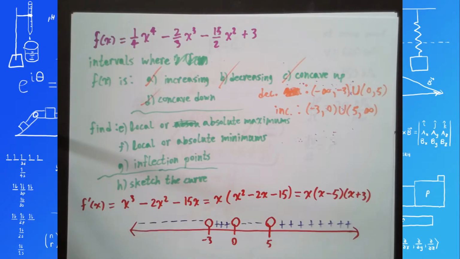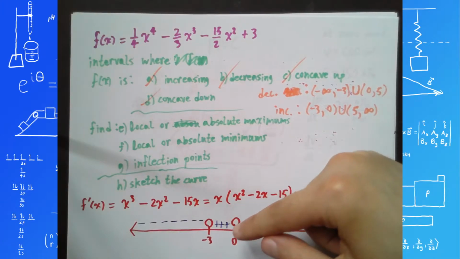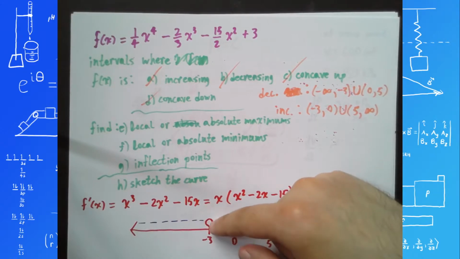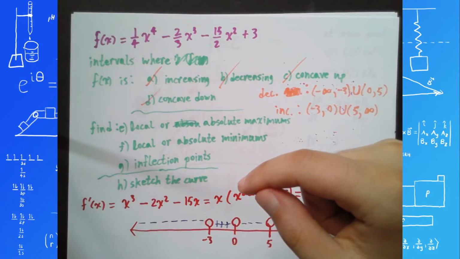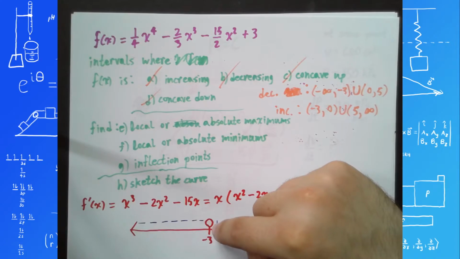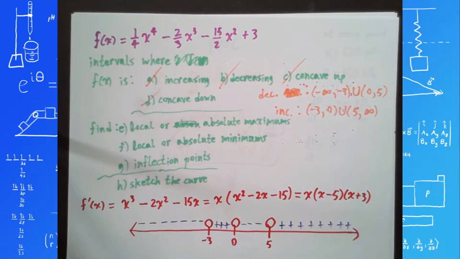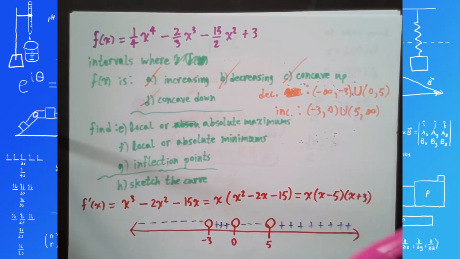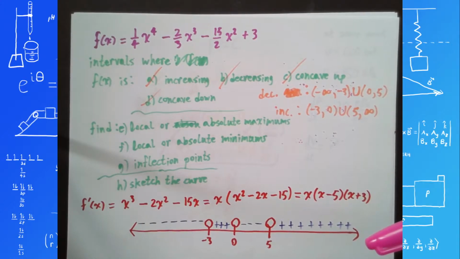Local or absolute maximums. So we'll have local minimums and maximums wherever we see a change in the sign of the first derivative. At least that's where we expect to find them. Or, well, at your critical points, that's where you want to check. So points where the first derivative is 0 or undefined, or at your endpoints. We don't have any endpoints in this case, but that's what you want to check for.